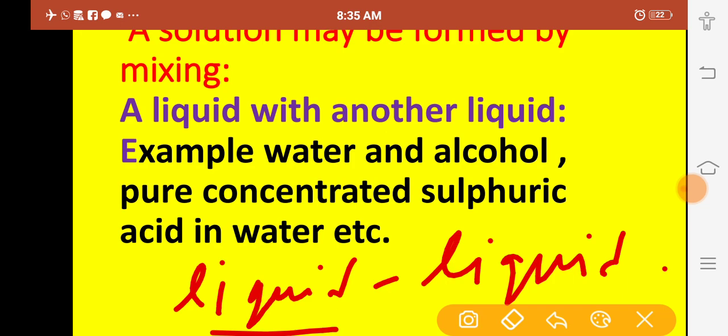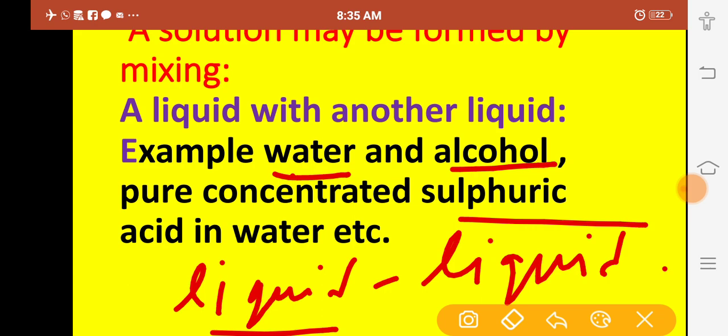Liquid means a solution in which both components are liquid. For example, a mixture of water and alcohol. See, water is a liquid, alcohol is also a liquid, so this is an example of a liquid mixture.